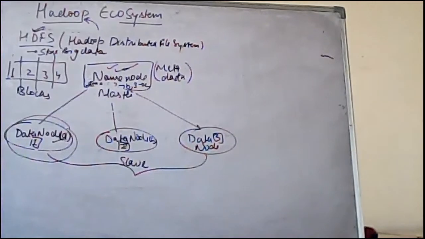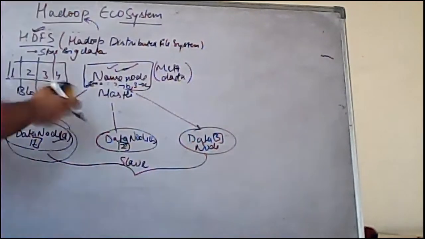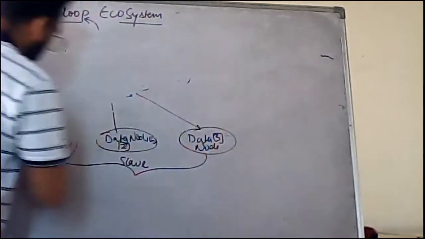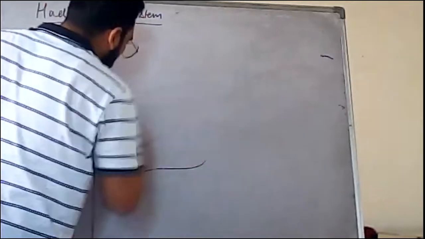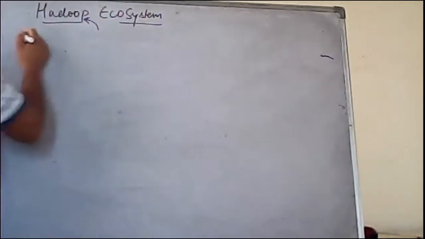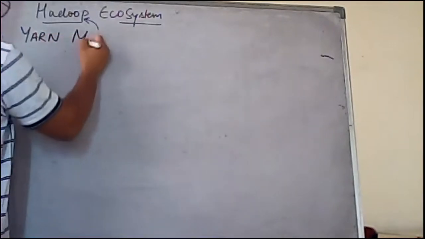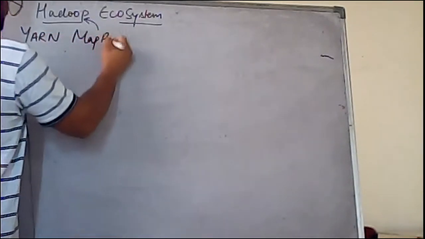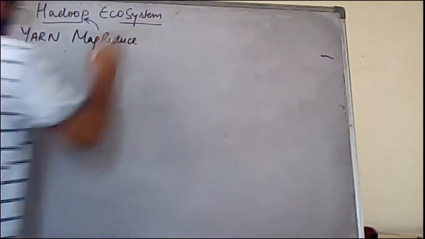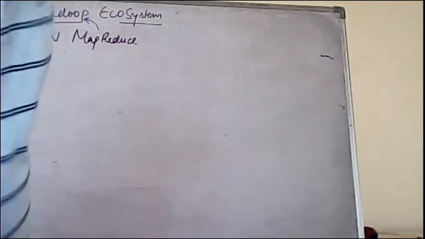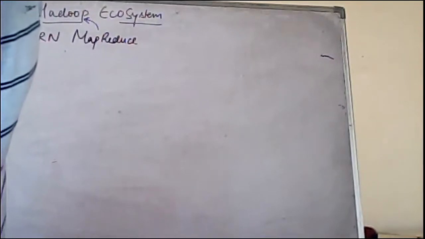Next, we will study YARN, that is MapReduce. The second environment, or second tool, is your MapReduce. YARN stands for yet another resource negotiator.